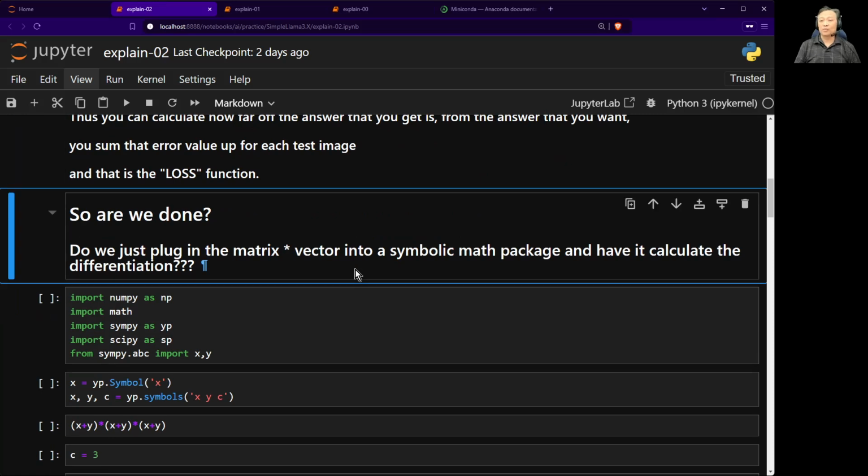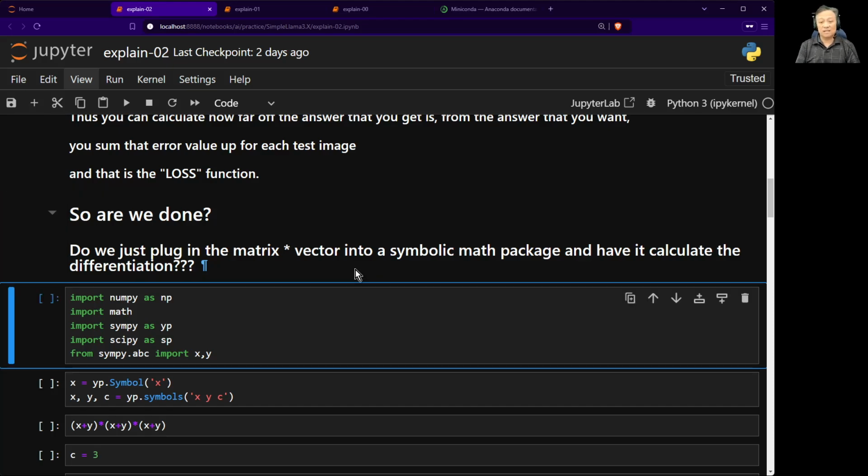So are we done? Do we just plug the matrix times vector into, say, a symbolic math package? Remember, I showed you SymPy, right? Into a symbolic math package and just have it calculate the differentiation? No, it's obviously not going to be the right approach. And let me just demonstrate why.